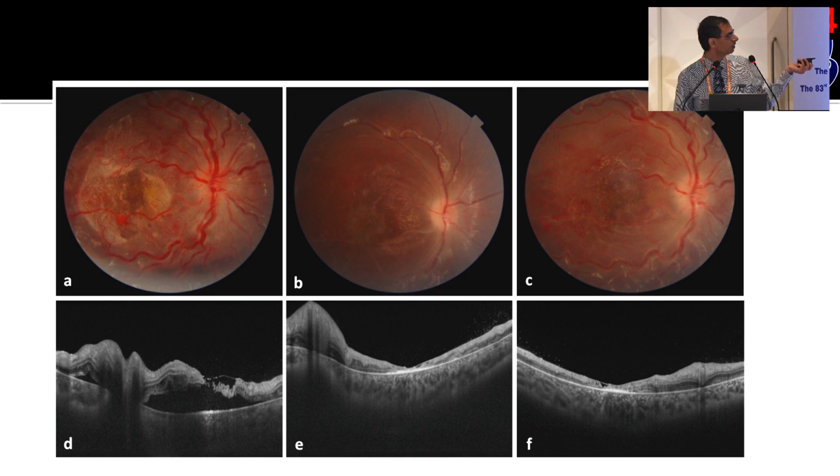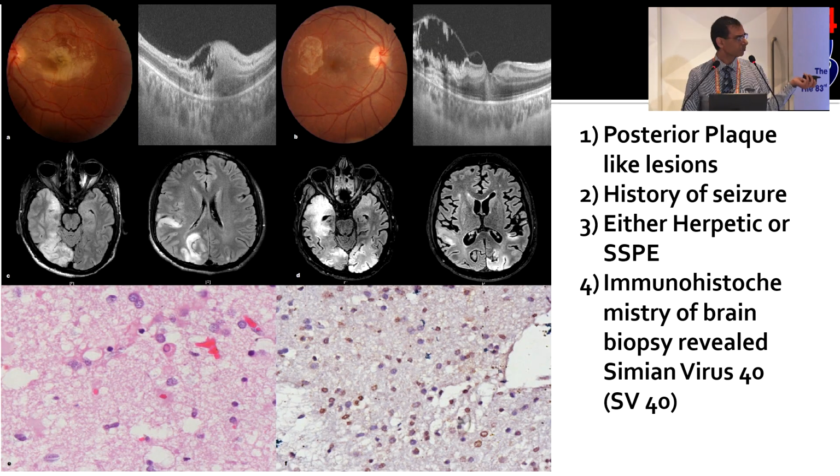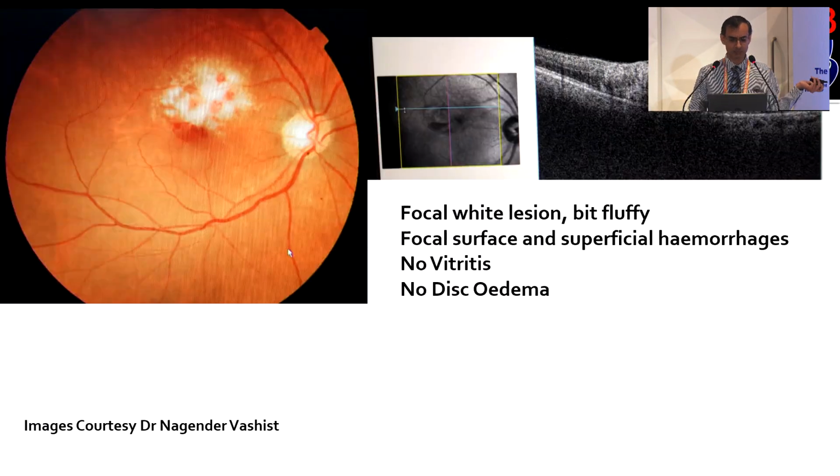So this is another young boy. See, this is more of a plaque. This is not that fluffy in nature, and there are these hemorrhages, and you can see this thinning, necrosis, schisis all developing in the OCT. This is another young patient with that plaque. I again thought it is herpes, but on detailed neurological examination and even a biopsy from the brain revealed something else. It revealed a simian virus.